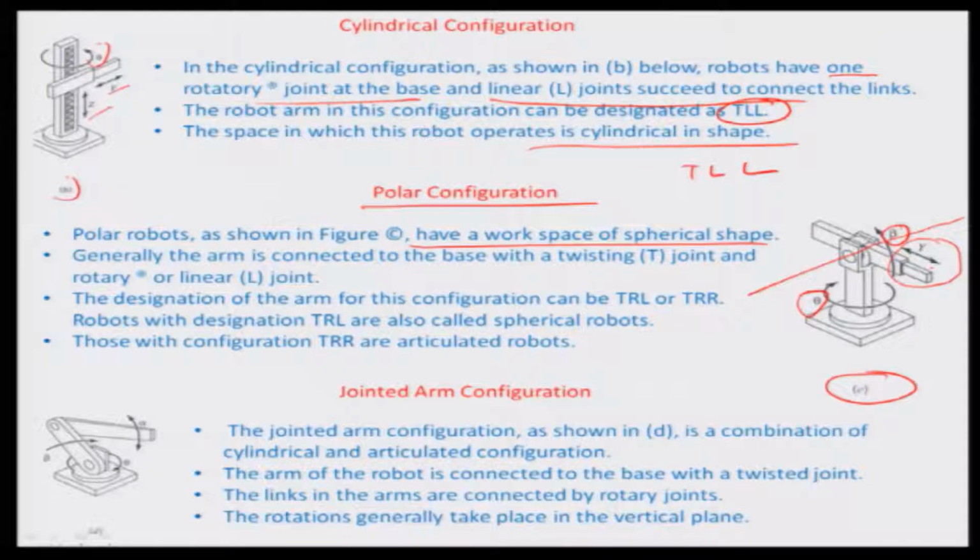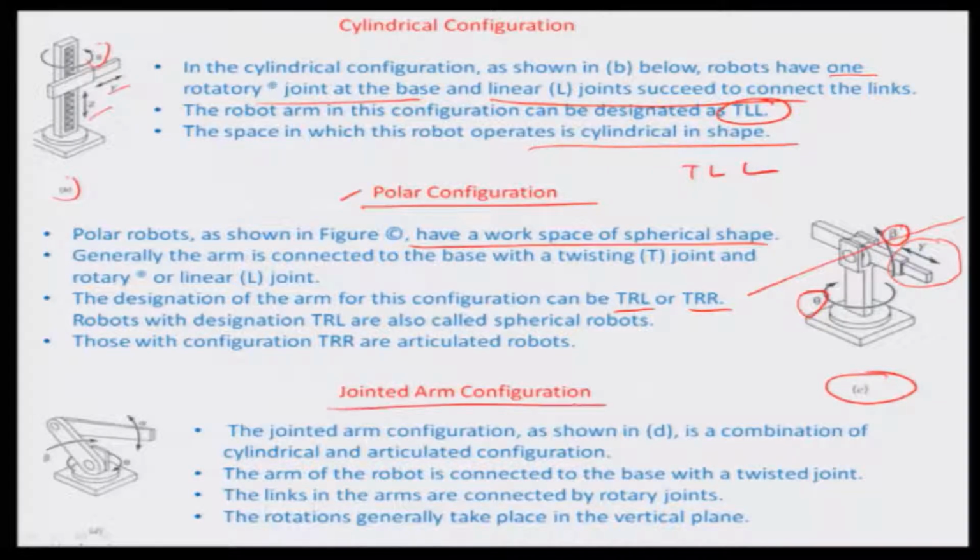So, this actually corresponds to the creation of a spherical shape in space, and this joint can be denoted as either TRL or TRR depending on what the end effector is like. So, that is how you have polar configurations.